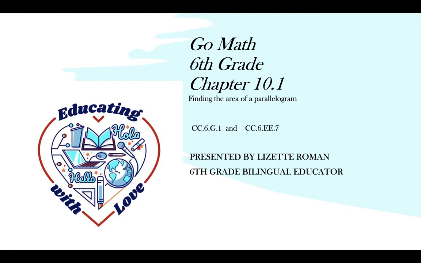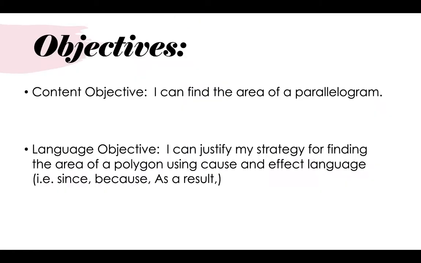And today we're going to be going over lesson 1 in chapter 10, finding the area of a parallelogram. So, our objectives. Our content objective: I can find the area of a parallelogram. Your language objective: I can justify my strategy for finding the area of a parallelogram using cause and effect language, like since, because, as a result.